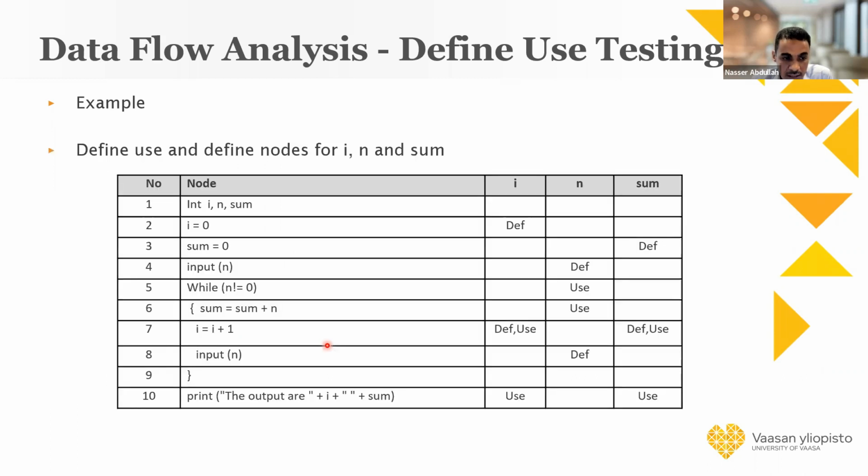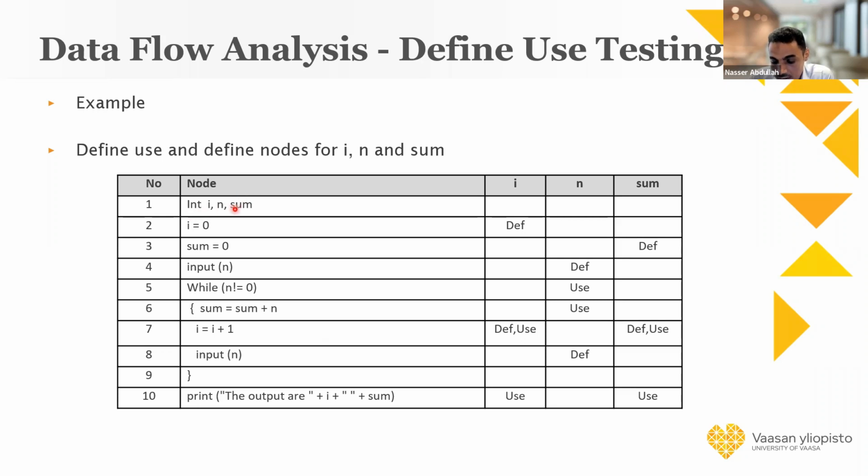As you see here, this is the table we can use to detect whether a variable is used or not used, or sometimes defined but not used. We have two words, as I mentioned: this method is called define and use testing. It's the simple one. There are many other methods for data flow analysis, but we use just this one to detect unused variables.